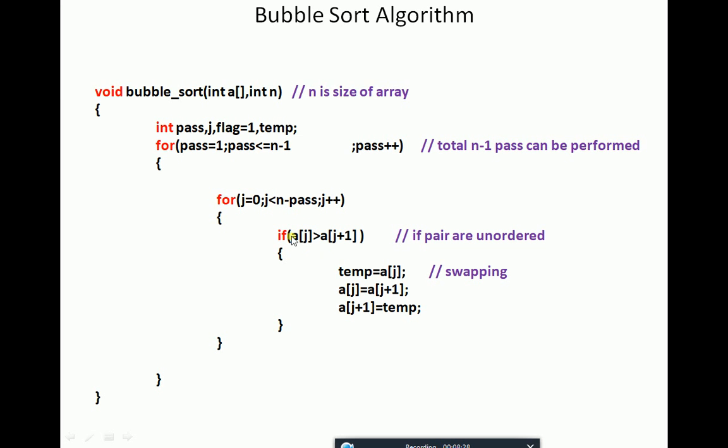And here what we are doing, we are checking whether our pair is unordered or ordered. If it is unordered, then we need to perform the swapping. This is the normal way to apply bubble sort, and it is 100% true. In a maximum of n minus 1 passes, your elements will be sorted.